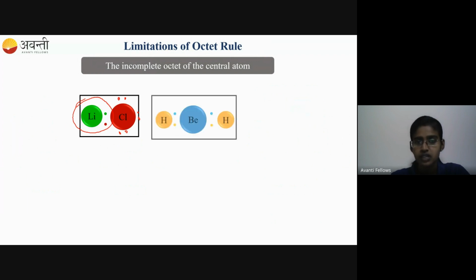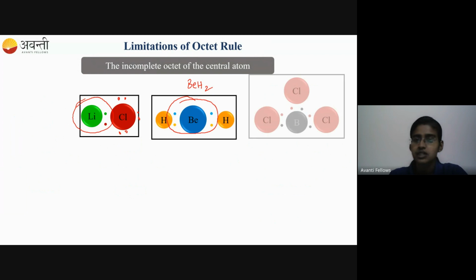Okay. I'll give you one more example. That is beryllium hydride. The valence electron for beryllium is 2, and for one hydrogen, it is 1. Now, these 2 atoms are combining to form the bond. 2 hydrogens are forming the bond with 1 beryllium. Now, around this beryllium, if you see, there are only 4 electrons. Okay, it is not 8. It is only 4, but still the beryllium hydride molecule exists in the atmosphere. Okay, so it is the limitation of octet rule again.